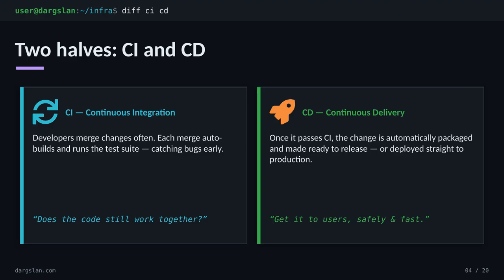Let's split that assembly line in half. Continuous integration is about the question, does the code still work together? Every time a developer merges a change, the system rebuilds and runs the tests, so bugs surface in minutes instead of weeks. Continuous delivery picks up where CI leaves off. Once those tests pass, the change is automatically packaged, ready to release, or push straight to production. One half asks if it works, the other gets it to users safely and fast.